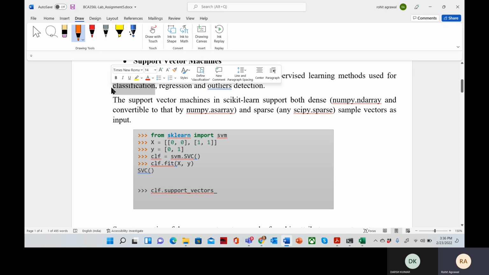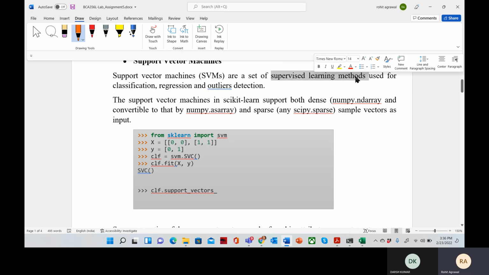So what is a support vector machine? Is it supervised or unsupervised? Supervised. We know the labels. In supervised learning, we know the y values. So if you see the example we took, in the example we also have the y values.